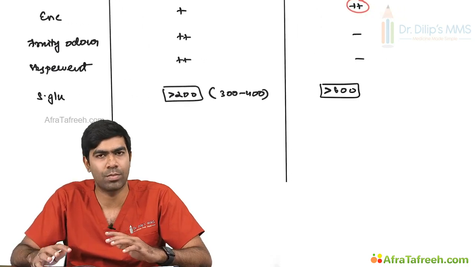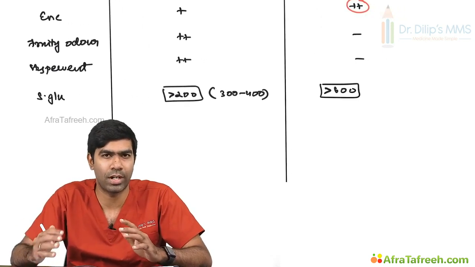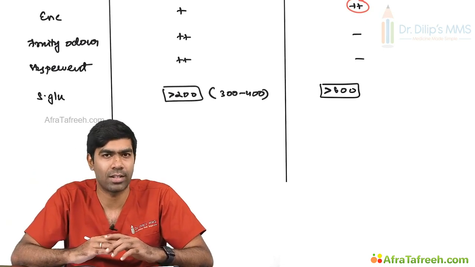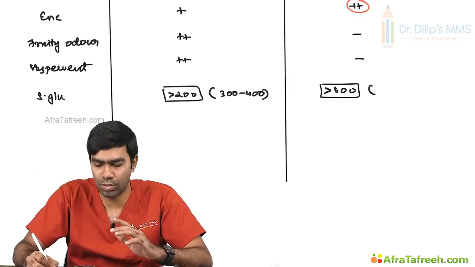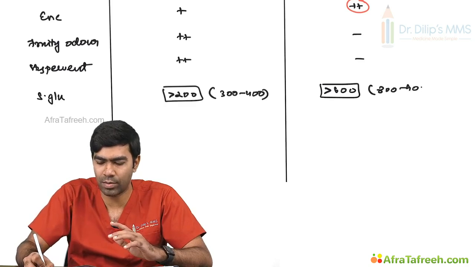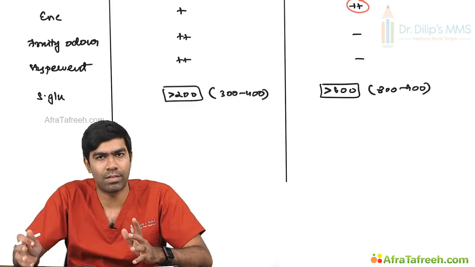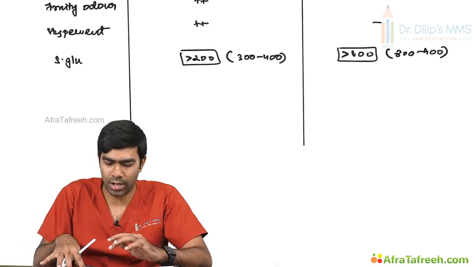To produce that much hyperosmolality, you need a very high glucose. That's why it comes subacute. It takes a long time to reach that 600, 700 level. But usually the glucose will be in the range of 800 to 900. Criteria wise, it's more than 600, but usually they will be presenting with a sugar of 800 to 900.